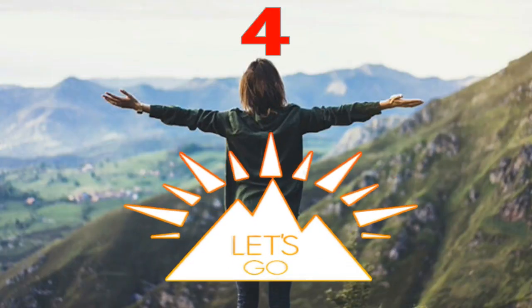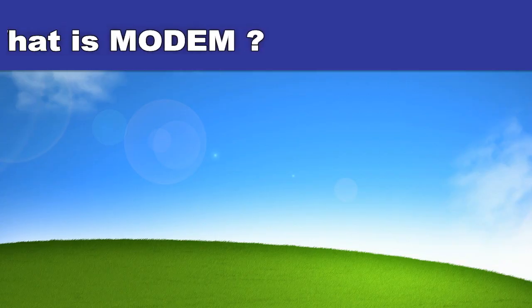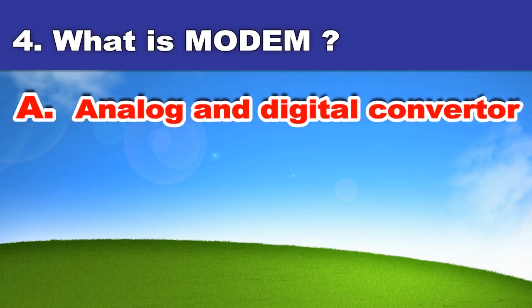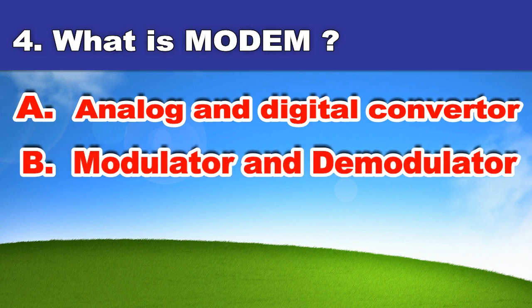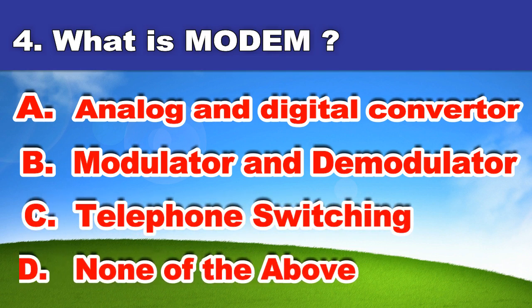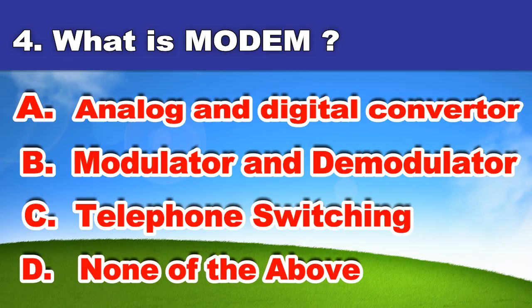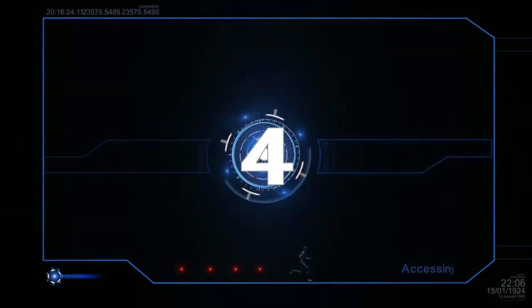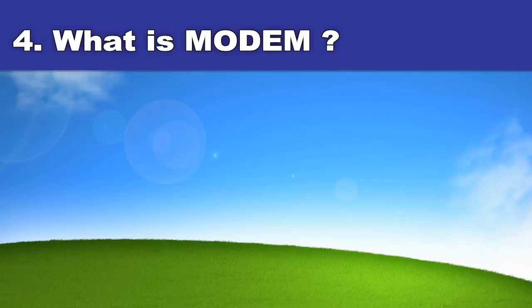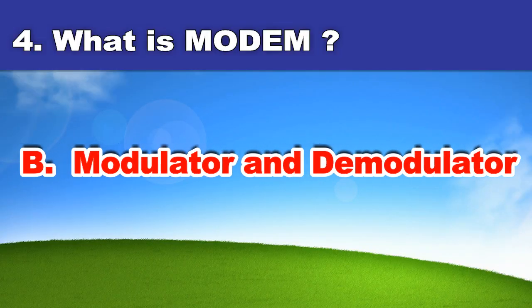Fourth question. What is modem? A. Analog and digital converter, B. Modulator and demodulator, C. Telephone switching, D. None of the above. And the answer is modulator and demodulator.